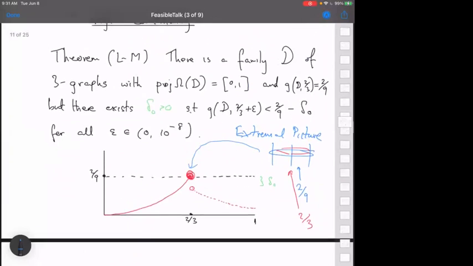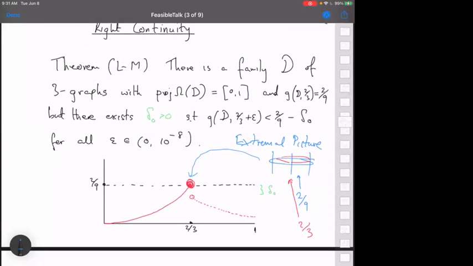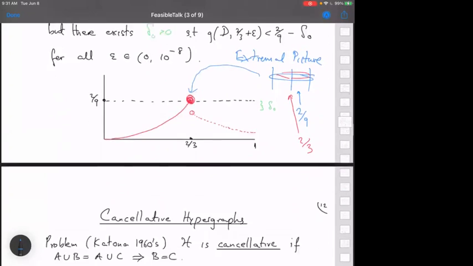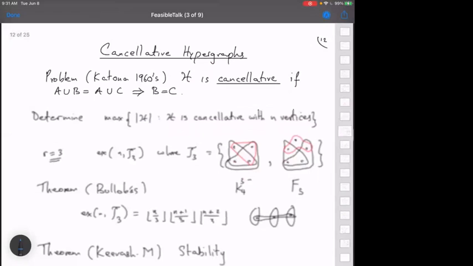Okay, so as I said, I'd take about 12, 15 minutes to talk about some basic things. So I've done that. I want to now talk about one specific example, and then I'll go back to some more complicated features about this region. So the basic example I want to talk about is the very first problem in extremal hypergraphs that was solved.